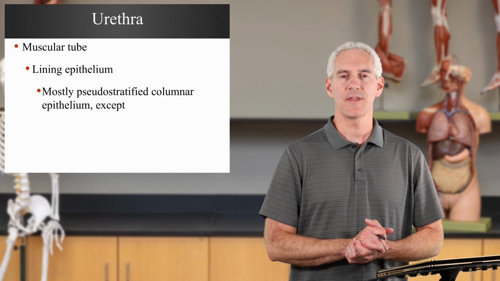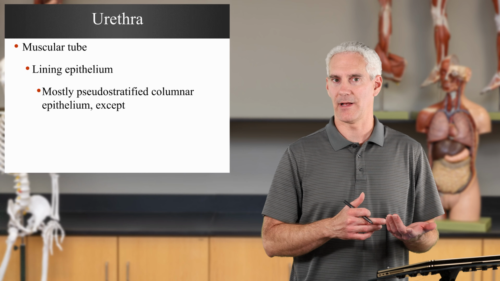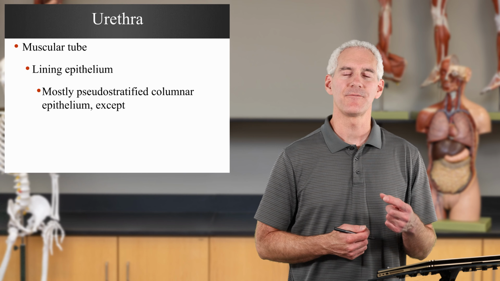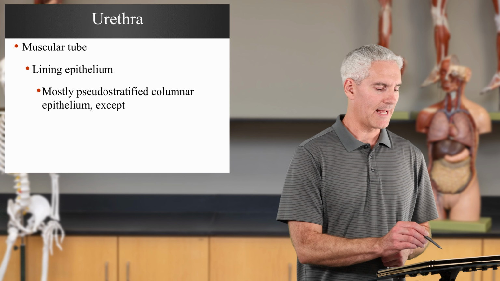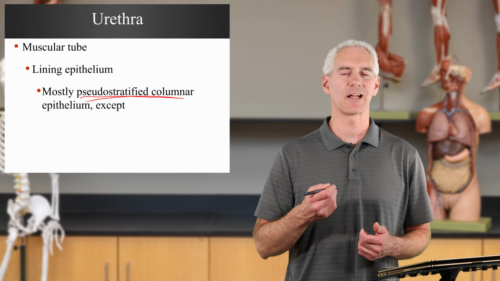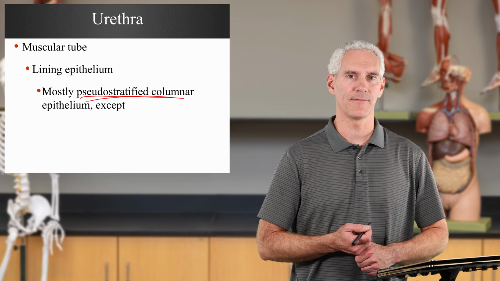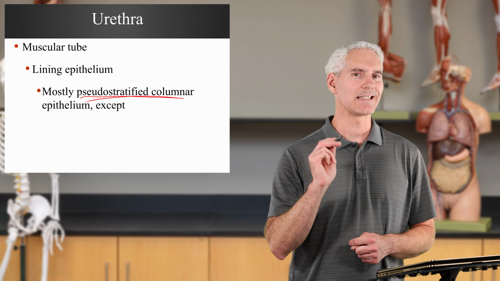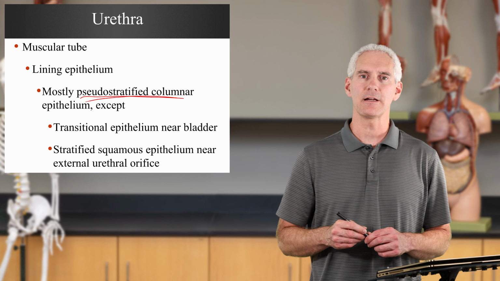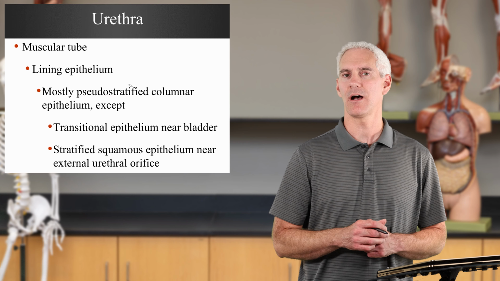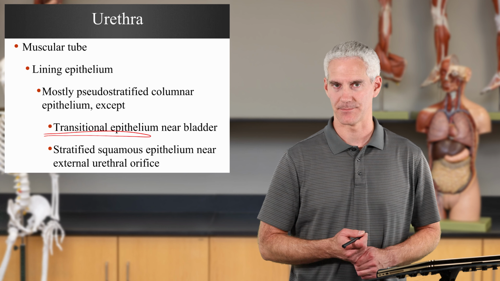Which leaves us with the urethra. Now the urethra will vary a little bit, male versus female, changes in length. But the physical tissues and structure and function is pretty much the same. You're going to have mostly pseudostratified columnar epithelium. That makes up the majority of the lining of the urethra, except at the very beginning and the very end. At the very beginning, right where it comes out of the urinary bladder, we're looking at transitional epithelium.